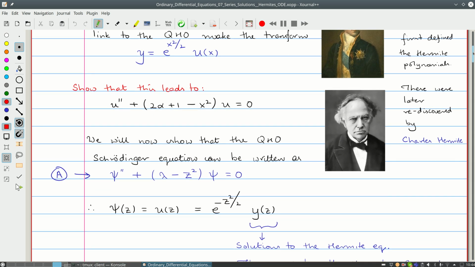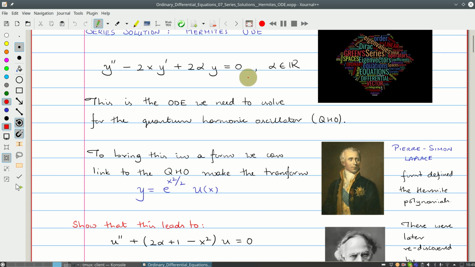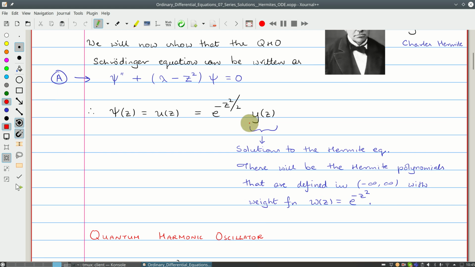And we will soon show that the quantum harmonic oscillator, the Schrodinger equation, can be written as psi double prime plus lambda minus z squared times psi equals 0. I know this doesn't look like the Schrodinger equation, but we'll show that it is in fact after some transformations. So if you compare these two now, you can see that psi is equal to u, if my variable here is z, you'll see why. So psi of z is u of z, and that would be given in terms of the y's as the inverse transformation. So it will be e to the minus z squared over 2 times y, and these y's are the solutions to the first equation, the Hermite equation. And what we will see is that these solutions will be the Hermite polynomials, defined in minus infinity to plus infinity, with weight functions, in the standard sense of the weight functions of the inner product in function spaces, w of z given as e to the minus z squared. Okay, this is where we are going.